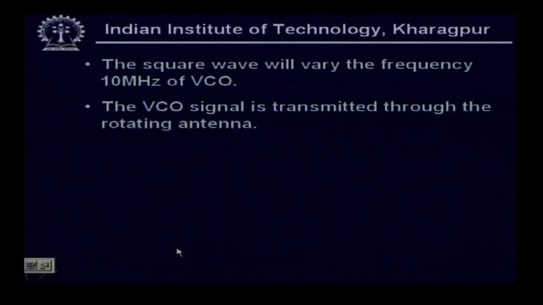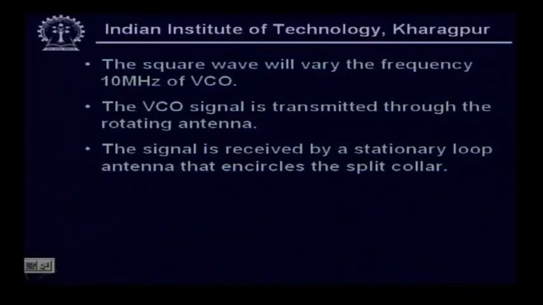The VCO signal is transmitted through the rotating antenna. Everything is rotating. The VCO signal is transmitted through the rotating antenna, and the signal is received by a stationary loop antenna that encircles the split collar. It is a collar like this one.